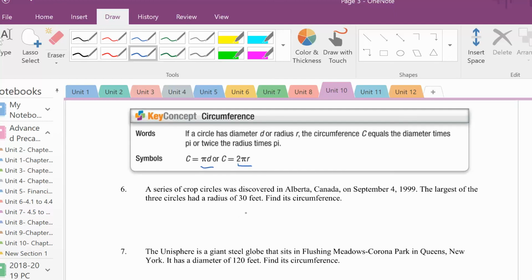So a series of crop circles were discovered in Alberta, Canada on September 4th, 1999. The largest of the 3 circles had a radius of 30 feet. Find its circumference. So remember, circumference is 2 pi r. So that means 2 times pi times 30, which is 60 pi. And when you multiply, you get 188.496 feet.